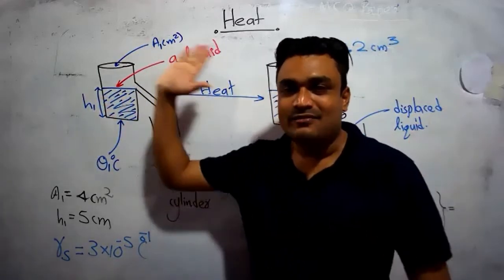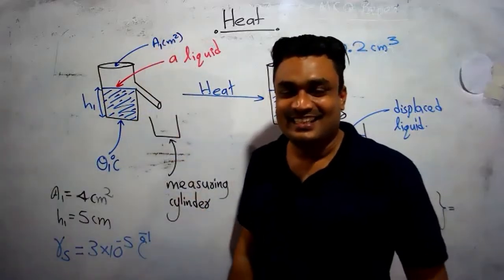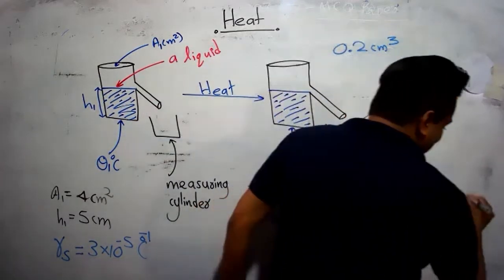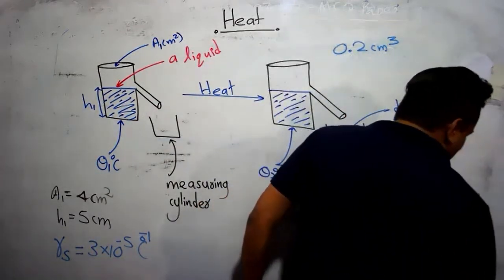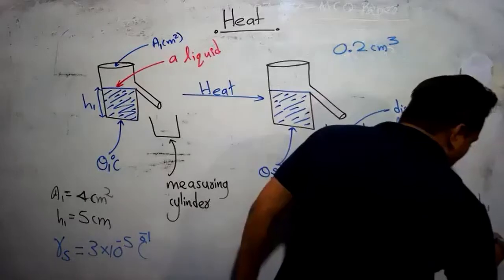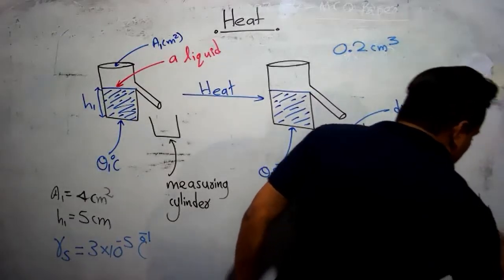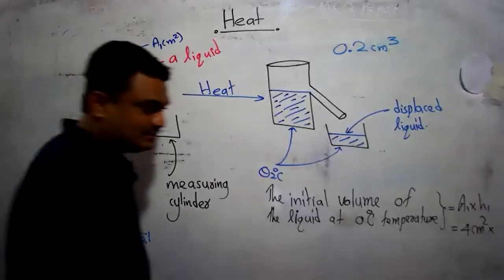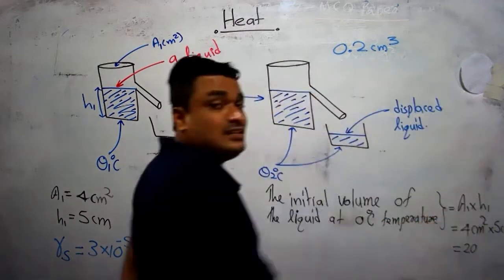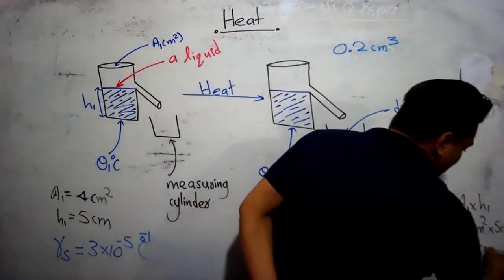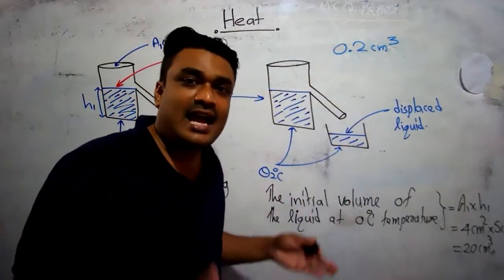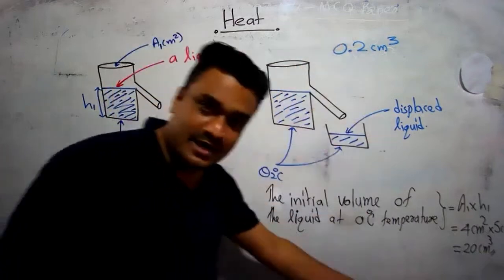Correct or wrong? Who would like to explain that again? Anybody in the class? Okay, right? So this is a1 into h1. A1, the cross section area of the vessel, is given as 4 square centimeter. H1 is given as 5 centimeter. So 4 times 5 is 20 cubic centimeter. So this is the amount of liquid in the vessel at the beginning at 0 degree Celsius temperature. Write it there.